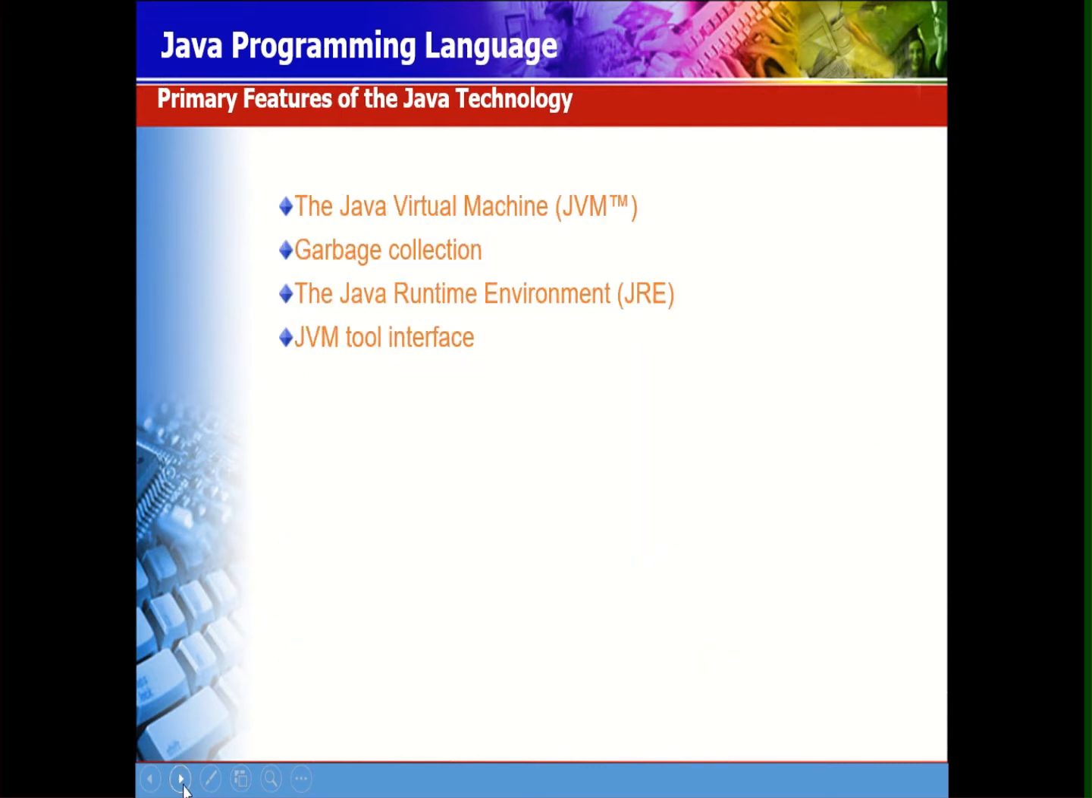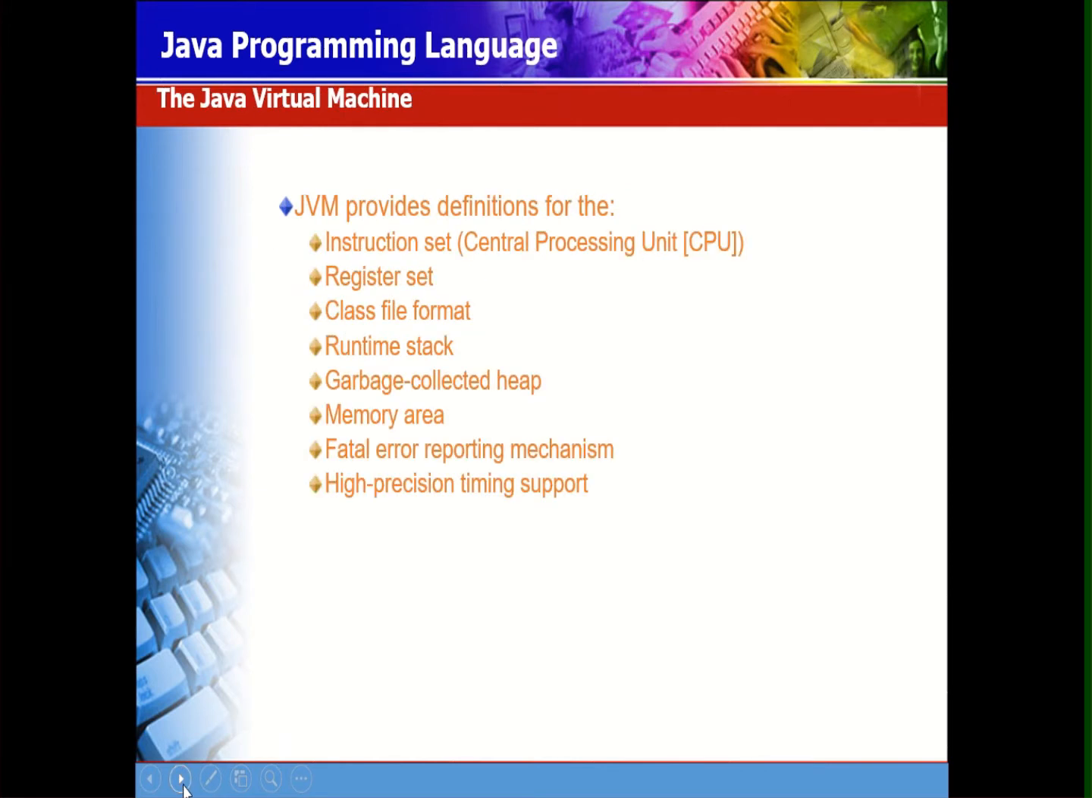The other features of Java technology are the Java virtual machine, garbage collection, the Java runtime environment, and JVM tool interfaces. Now, what do you mean by a Java virtual machine? A Java virtual machine provides definition for instruction set, register set, class file format, runtime stack, garbage collected heap, memory area, fatal error reporting mechanism, and high precision timing support.